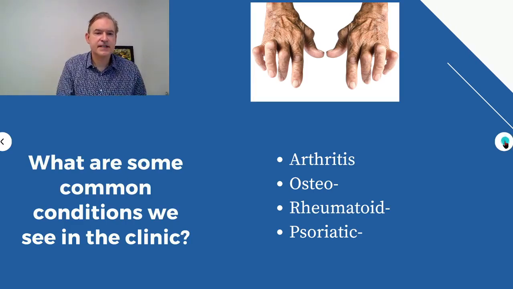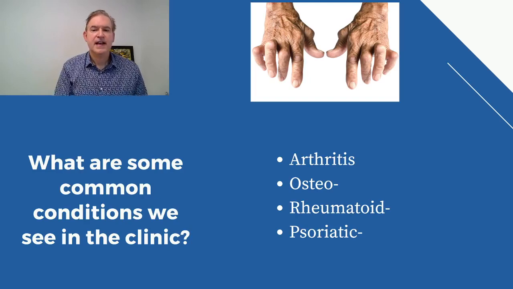What are some common conditions that we see in the clinic? Well, arthritis is very common, and out of the arthritis category, osteoarthritis is the most common condition we see in the clinic. The next most common is rheumatoid arthritis, and then the third most common is psoriatic arthritis. So there's a difference between those.